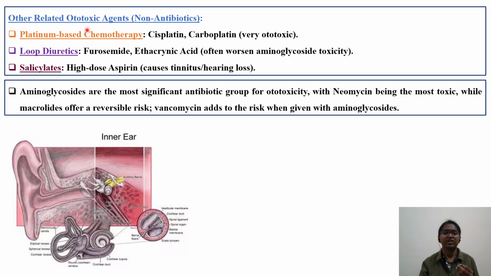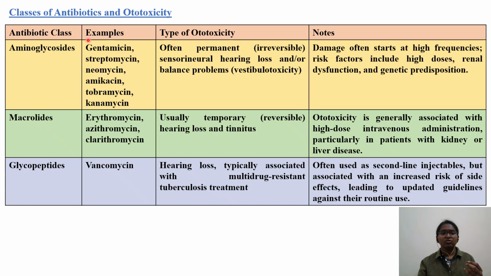They are non-antibiotic. So aminoglycosides are the most significant antibiotic group for ototoxicity, with neomycin being the most toxic, while macrolides are a reversible risk. Vancomycin adds to the risk when given with aminoglycoside antibiotics, that is a synergistic effect. So let's summarize this in a table.